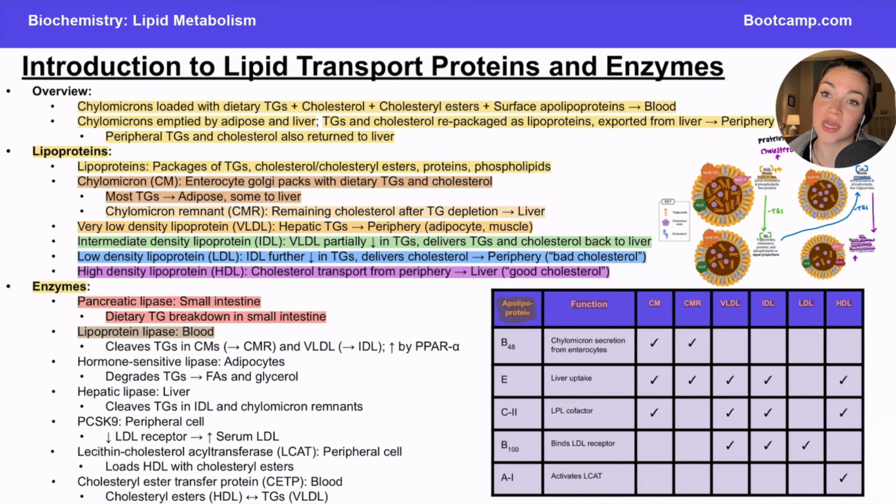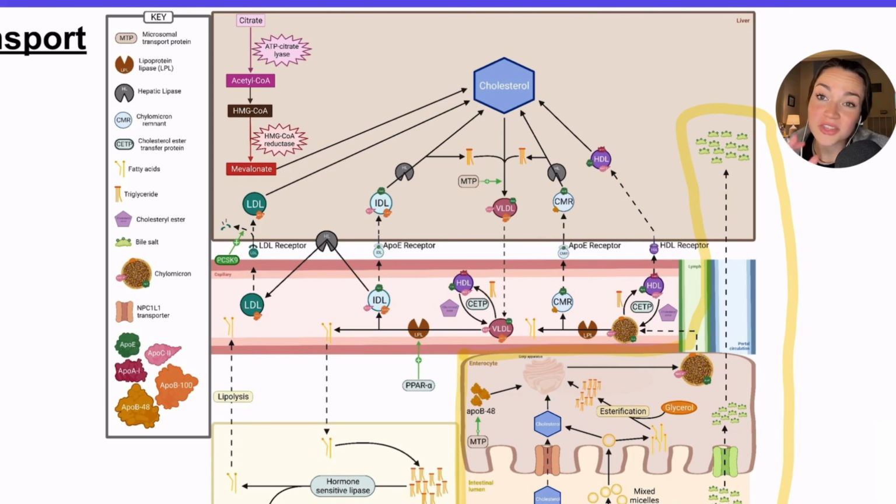The next enzyme in the process we'll talk about is called lipoprotein lipase. And I'm just telling you right off the bat, there's a lot of different lipases to keep track of. But this lipoprotein lipase is going to be in the blood. And what lipoprotein lipase, or LPL, is going to do is it is going to be what is responsible for cleaving the triglycerides out of the chylomicrons, right, which turn them into chylomicron remnants, and out of the VLDL, which turned it into IDL.